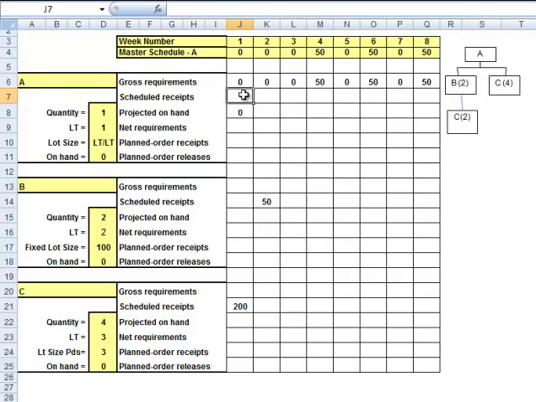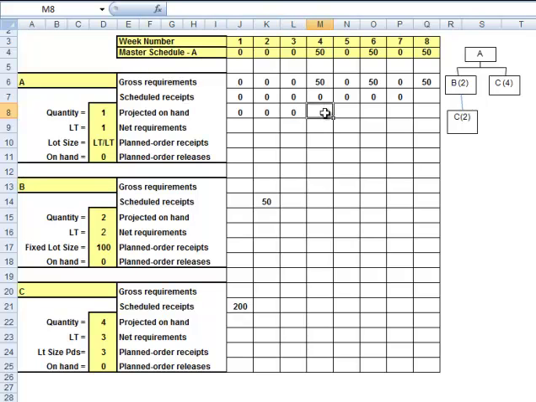Let me go ahead and put in 0 values in these scheduled receipts cells as well. Now we go to the next time period. The projected on-hand inventory for the next time period is going to be what we had before, minus any gross requirements in the current time period, plus any scheduled receipts. That also is a 0. Go to the next one. So 0 minus 0 plus 0 is again a 0.